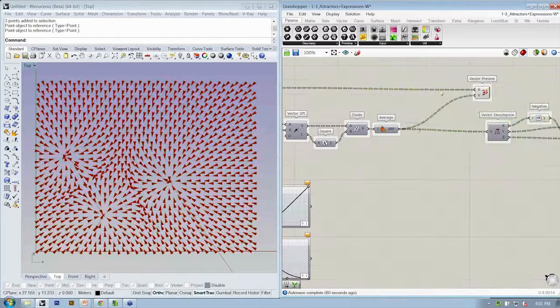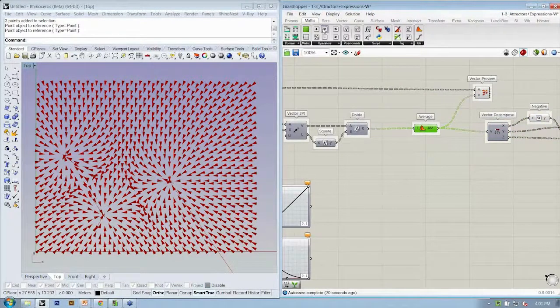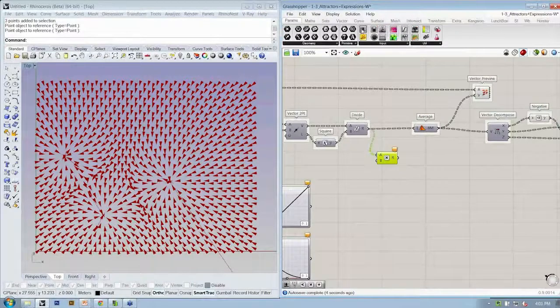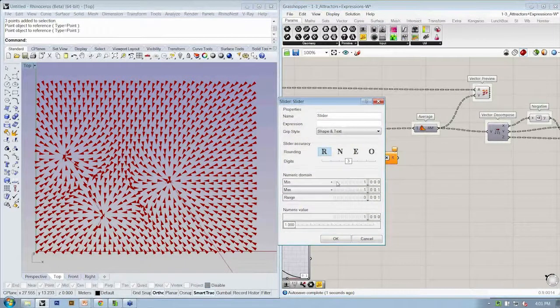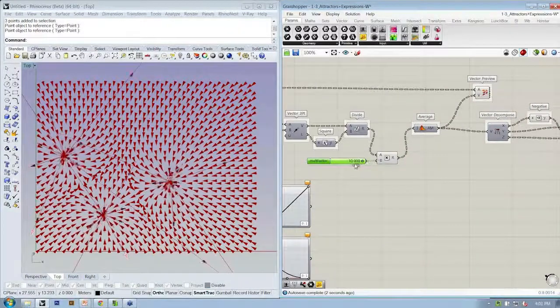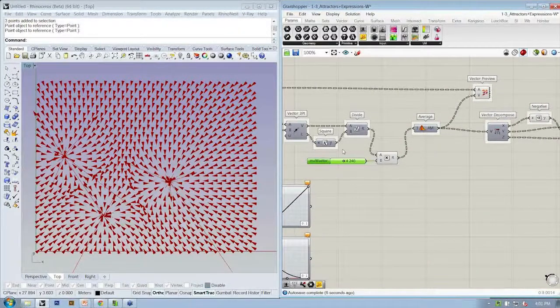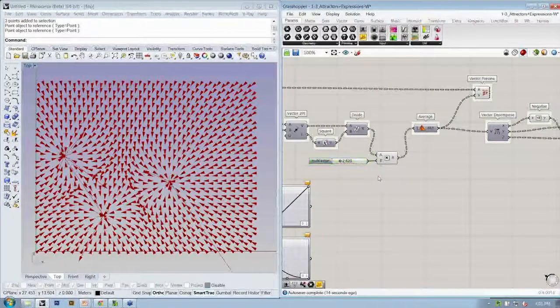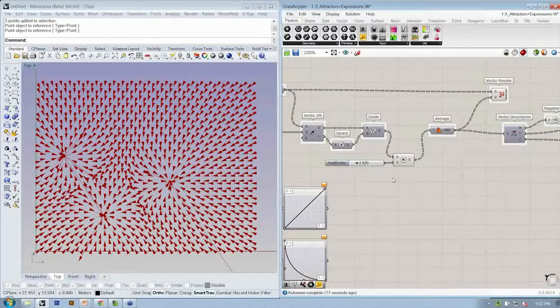So if I take my average vector right here before it but after the divide, here I can multiply that resulting vector, which is coming from the inverse square, times a factor. So starting at 1, maybe going up to 10. So this would be just a simple multiplier that allows me to increase the influence of my vectors. Now, these guys are getting really long, but that's a separate issue. But this would be a way to change the decay over distance.